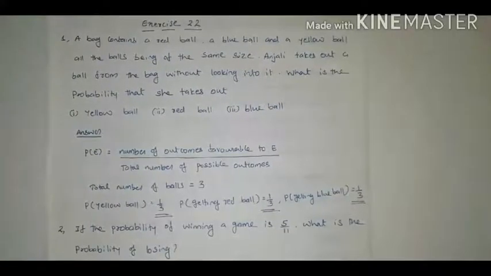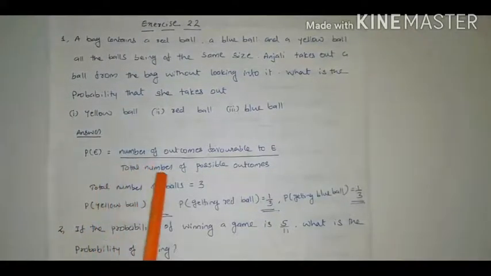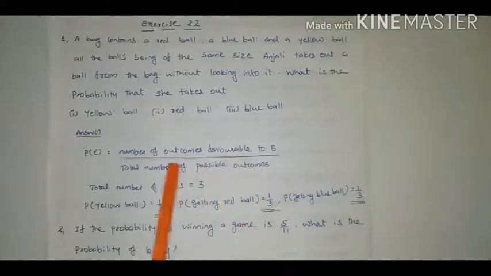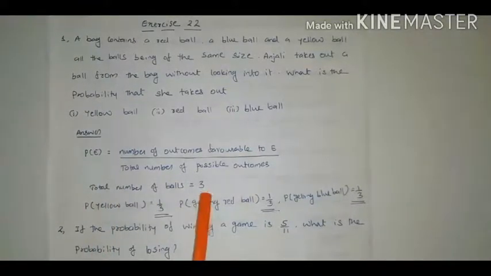So what we have to do here, when we write the answer part, the first thing you have to remember is, for every problem you have to write the formula first. What is the formula? Probability of getting an event E is equal to the number of outcomes favorable to E divided by the total number of possible outcomes. So in this question, what is the total number of balls? There is a red ball, a blue ball and a yellow ball. So the total number of balls is 3.